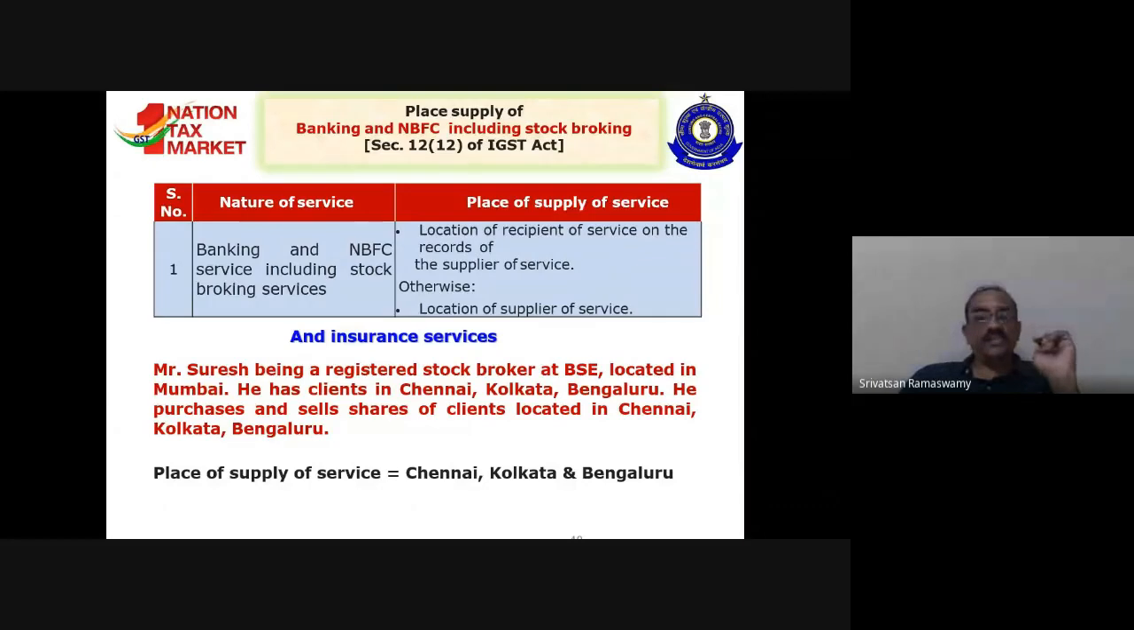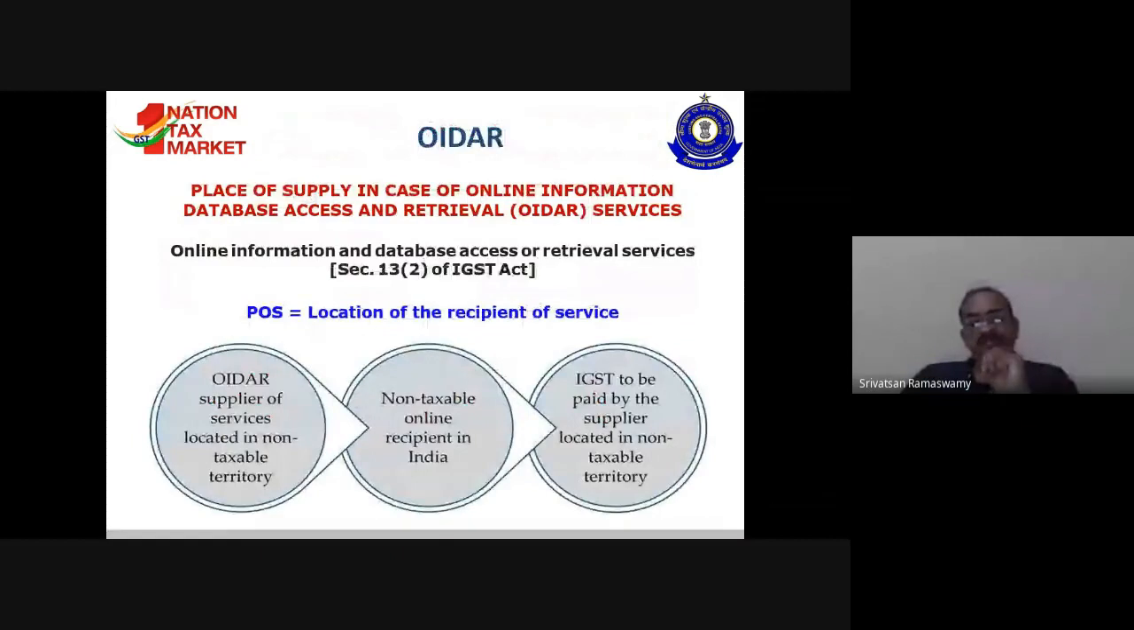And as far as insurance services are concerned, it is the same as banking services. The rule of thumb here is, if the location of the recipient is known and is available in the books of records, the place of supply will be the location of the recipient. If it is not known, then it becomes the location of the supplier of service. This is the rule of thumb that we can adopt for any category of supplier of services.